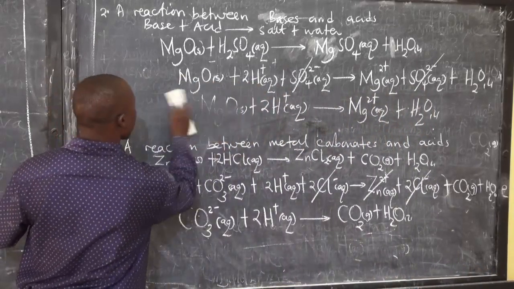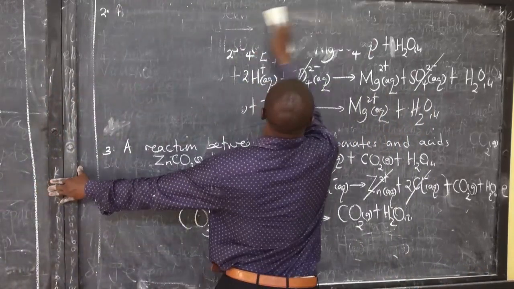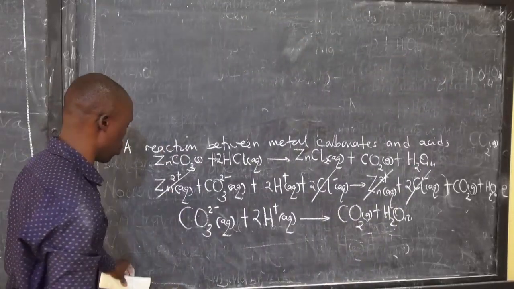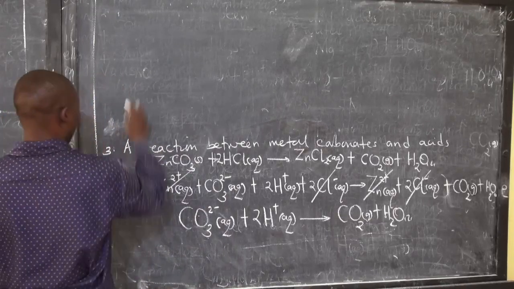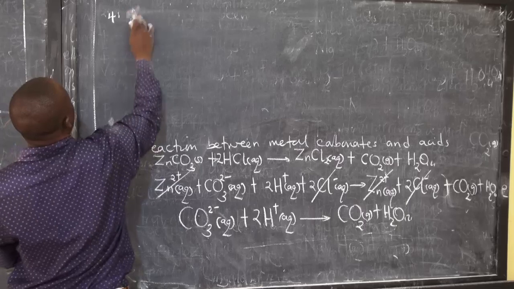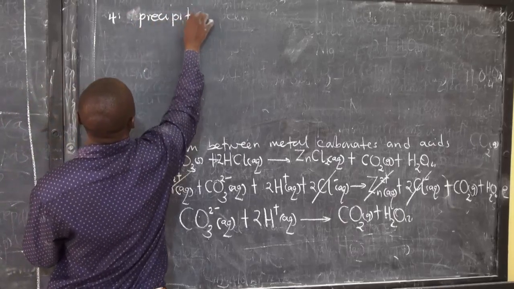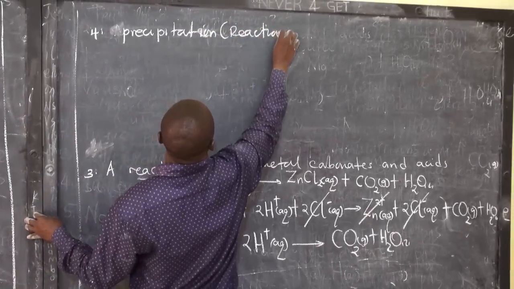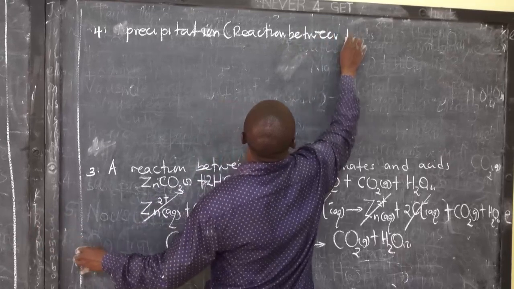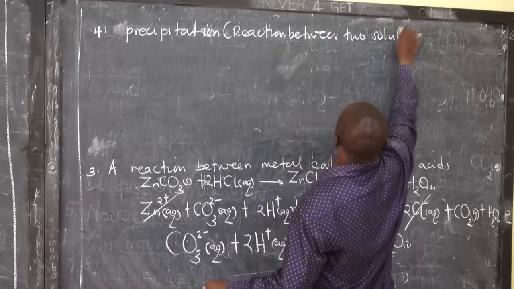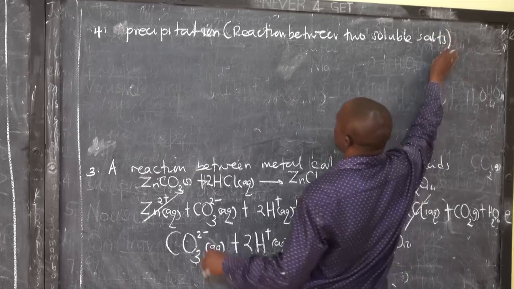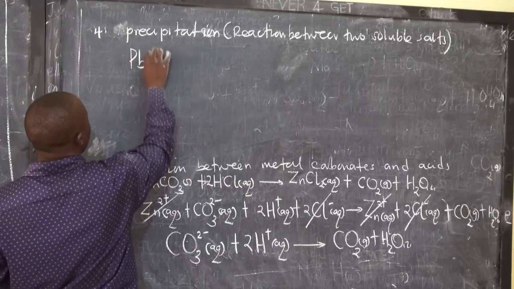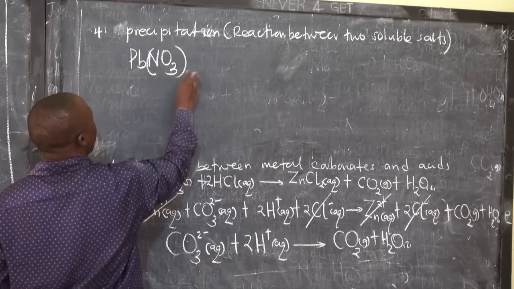Put it just up here above this. Looking at a precipitation reaction, a reaction between two soluble salts to produce one insoluble salt. Now let me pick my last example, a precipitation reaction, a reaction between two soluble salts. Let me pick salts that will give me a solid product, maybe the two nitrates. I hope you now come up with chemical formulas.